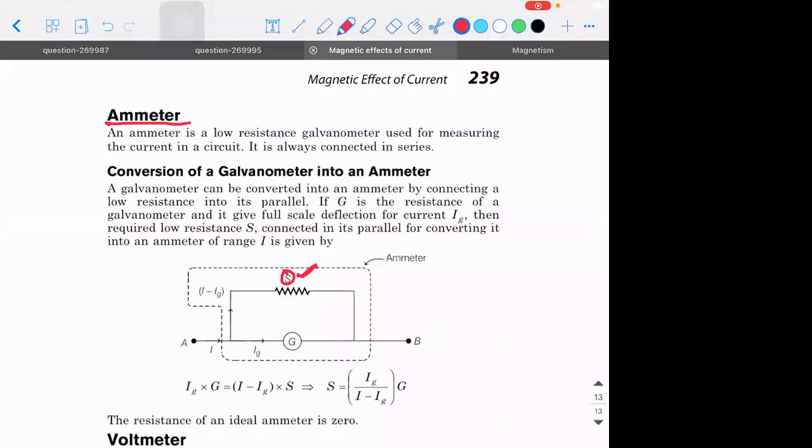So shunt resistance connected across a galvanometer. Should its value be high or low? Low. Why low? To ensure that there's maximum current flowing through the shunt, because the galvanometer is a sensitive device. If more current flows through it, it will get spoiled. Okay. So you need to ensure that.